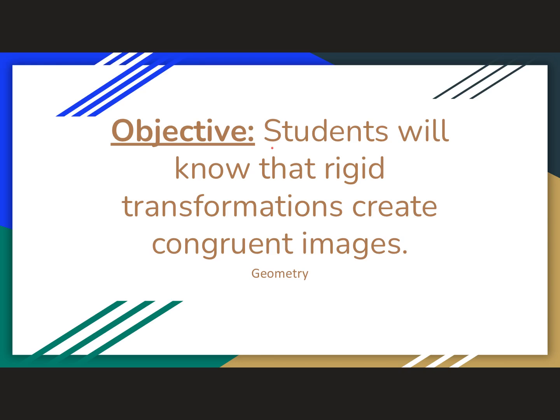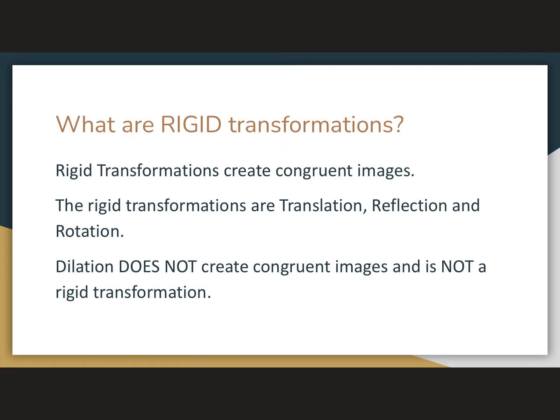Today's objective is students will know that rigid transformations create congruent images. Remember, congruent is just our geometry word for the same. So first of all, let's talk about what are rigid transformations. What does that mean? So rigid transformations create congruent images. The rigid transformations are translation, reflection, and rotation.